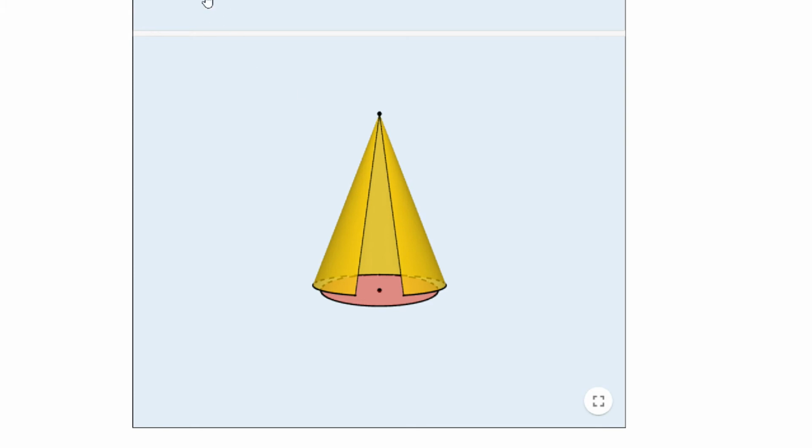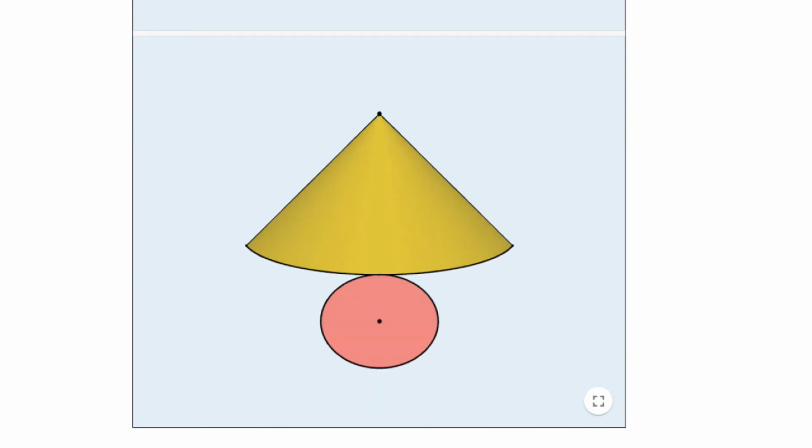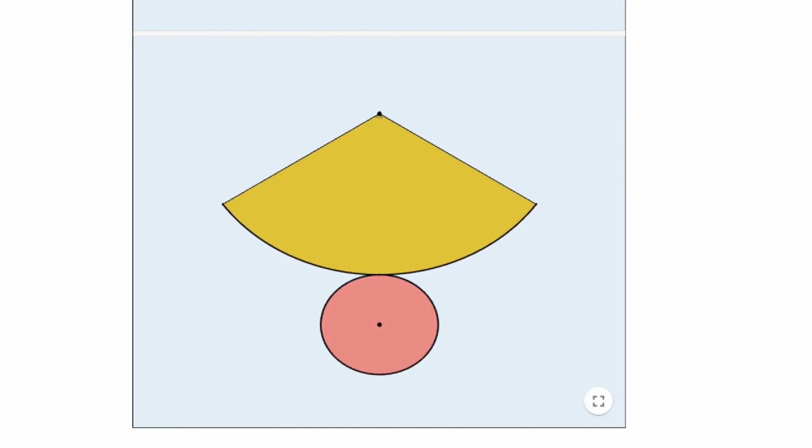So when we open it up, look at where the circular base goes and where this curved face goes. So the circular base goes down and this curved face opens up like this. Well, it is not a triangle, it is not a circle, but yes, it looks like a part of a circle. So since it has two faces, the total surface area would be nothing but the sum of the areas of these two faces. So if we figure out the area of the circular base and the area of this sector of a circle, we'll be able to figure out what the total surface area is.